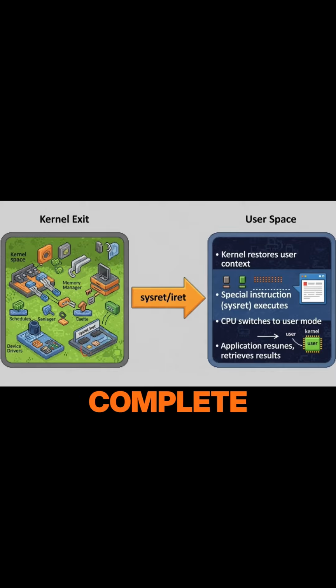Once the service is complete, the kernel prepares for its exit, gathering any return values or status codes that the user application needs. After the kernel has successfully processed the syscall request, it's time to return control and any results back to the user application. This exit process is just as critical and carefully orchestrated as the entry.